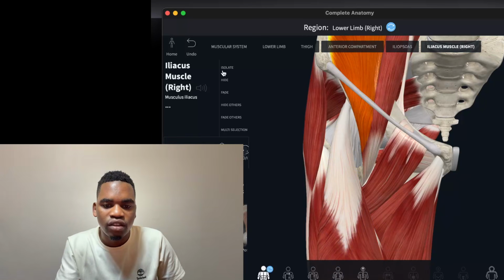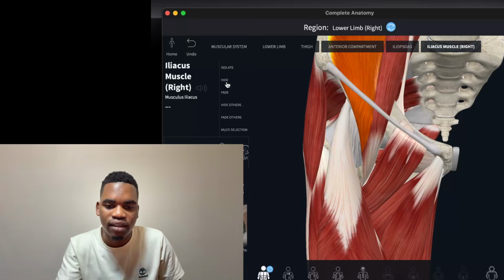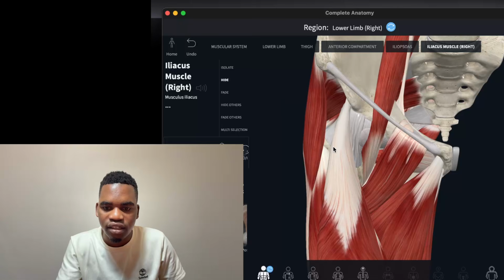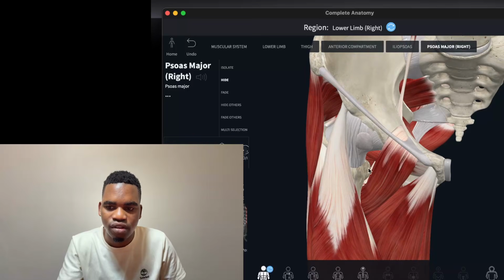Let me remove the iliopsoas muscle. And where does it insert? It inserts to the lesser trochanter. I'm going to show you later today. Lesser trochanter. This one, psoas major. I'm removing it. Okay, that's the lesser trochanter. That's the small thing there.